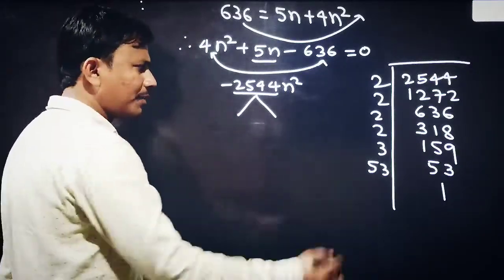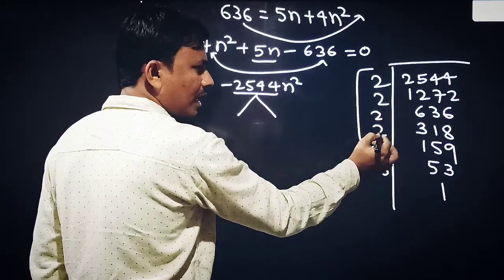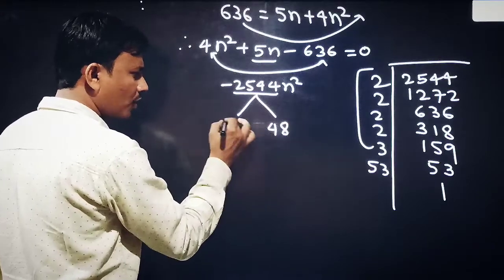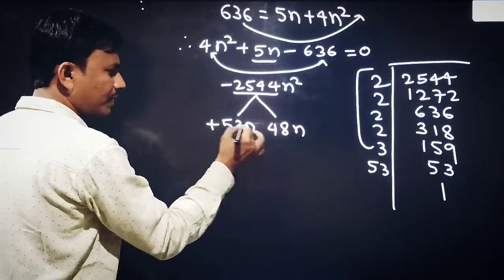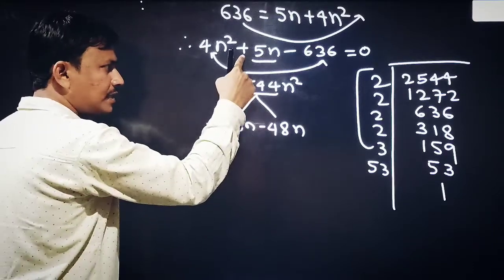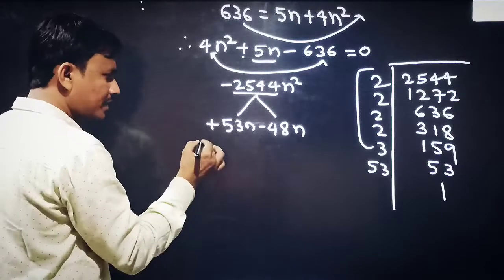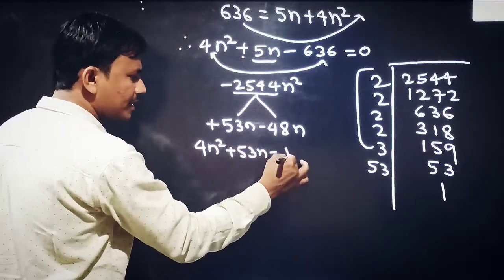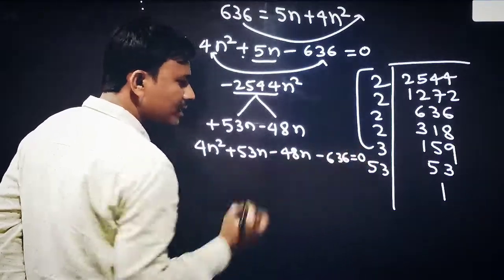Understood? You have to multiply all these things. 2 twos are 4, 2 fours are 8, 2 eights are 16, 16 threes are 48, 48 into 53. Correct? One is plus, one is minus. Here the plus is there, so the bigger number is plus. Understood? Next, 4n square plus 53n minus 48n minus 636 is equal to 0.